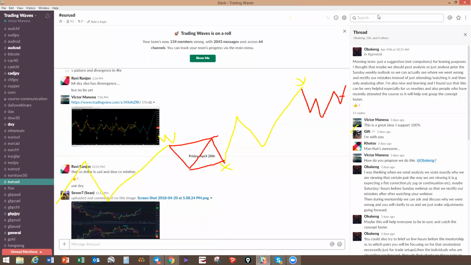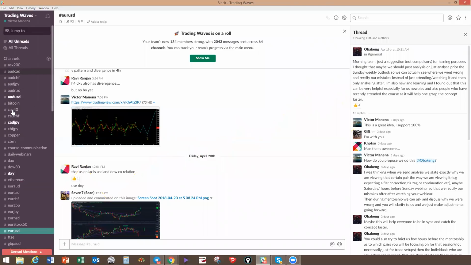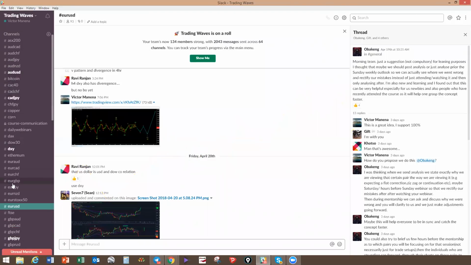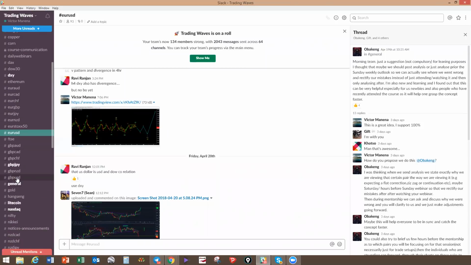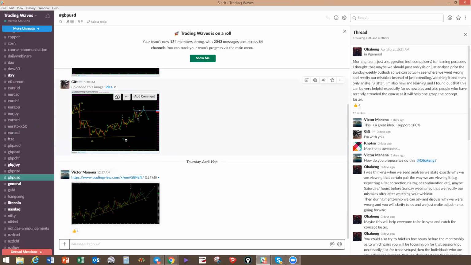We've actually recently migrated to this great platform, and I don't have shares in Slack, but it's a brilliant platform. I can't stop talking about it. One of our members actually suggested that we do this, and it works amazing. So this is pound US dollar. As I said, every pair has got its own channel.